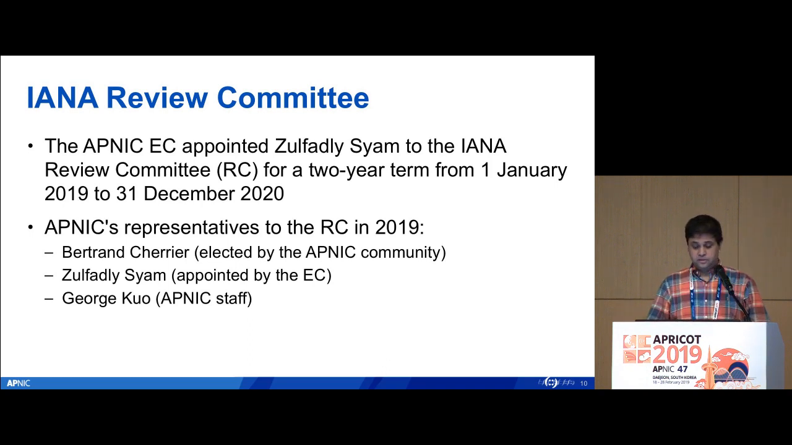Baton, he's elected in the recent meeting in Noumea. And then we have Jules, and then supplemented and supported by George Kuo from the APNIC staff. And this was the agreed structure of the RC, that each of the RIRs will nominate two community members and one staff member. And we've taken that, and we've elected Baton to go through the election route for one of them, and then gone through the nomination for the other one, and designated George from the APNIC staff for the RC.